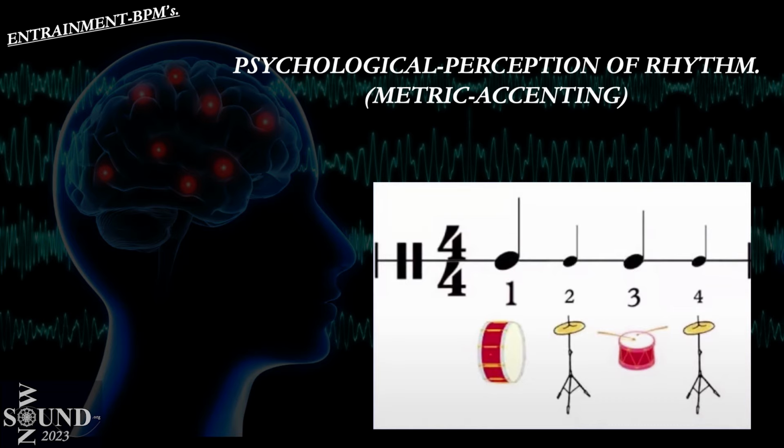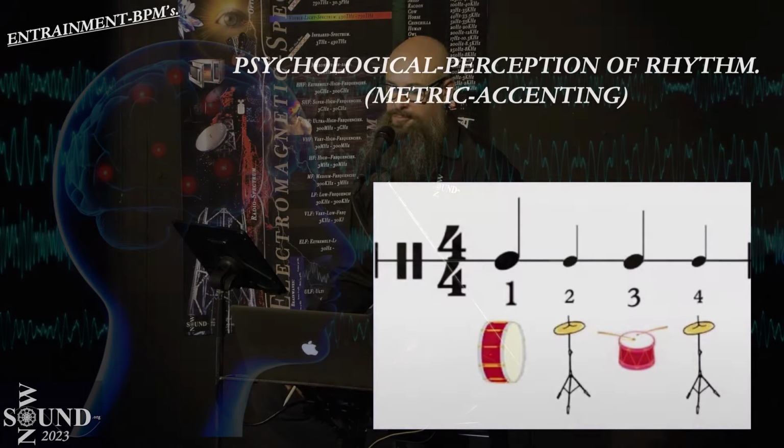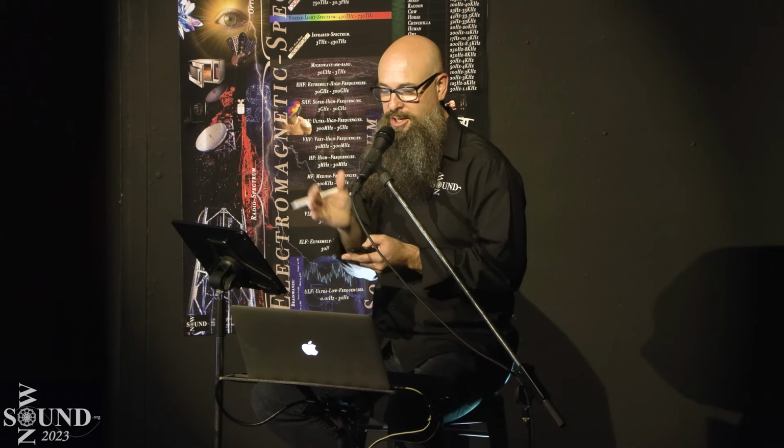So first we need to look at this psychological perception of rhythm, and it's called metric accenting, and it's how we perceive beat. So here we have a kick, hi-hat, snare, hi-hat, and it sounds like this. So when we hear a pulse, we want to break it up into strong and weak beats. So there's a strong, weak beat. So when we hear just a constant click, our brain will try and break it up, and it helps us lock into entraining with the rhythm.